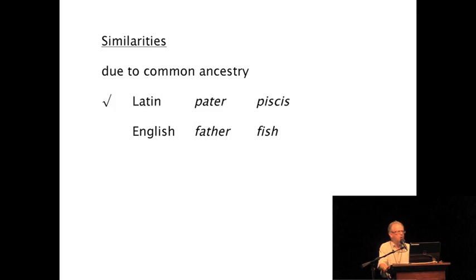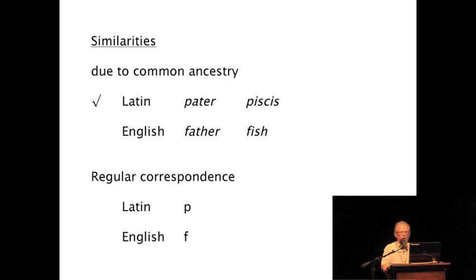So what we're looking for are similarities due to common ancestry. And I've given a couple of examples here, a couple of Latin words and English words, which are in fact related in this way. So Latin pater, meaning father, Latin piscis, meaning fish. They may be not as obviously similar as some of the words we looked at before, but nonetheless it is possible to show that there are systematic similarities across these two languages and across the various Indo-European languages.